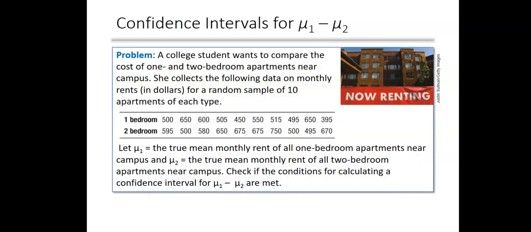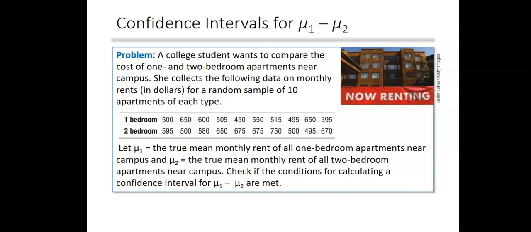Okay, this looks like they're using data here. So we'll go through the next example a little bit more in depth, but let's just talk about this one. A college student wants to compare the cost of 1 and 2 bedroom apartments near campus. She collects the following data. For 1 bedroom, they selected a random sample of 10 apartments of that type and the costs, and then 2 bedroom, those are the costs of 10 randomly selected 2 bedrooms.